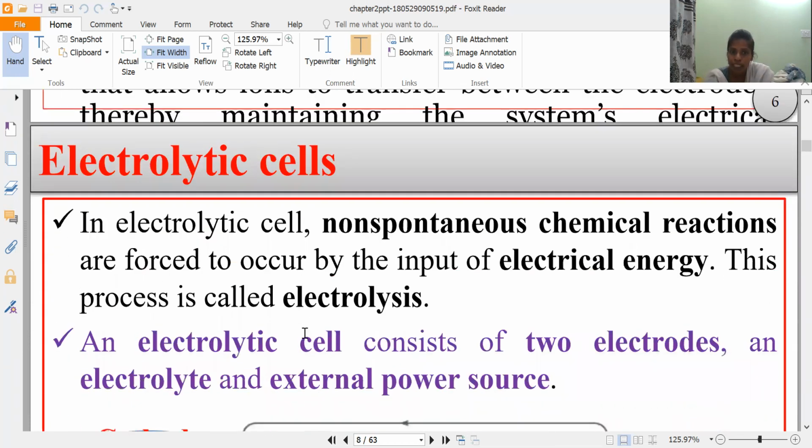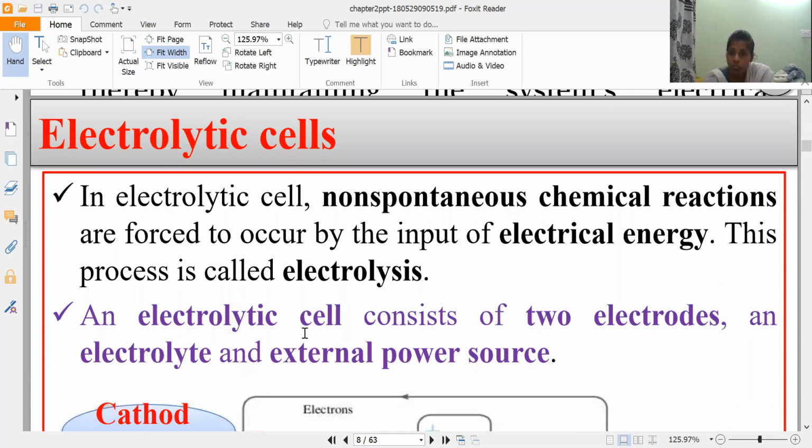So in an electrolytic cell, non-spontaneous chemical reactions are forced to occur by the input of electrical energy. So in an electrolytic cell, what is happening here? Chemical reactions are taking place by passing electricity. This process is called electrolysis. What is meant by electrolysis? The conversion of electrical energy to chemical energy.